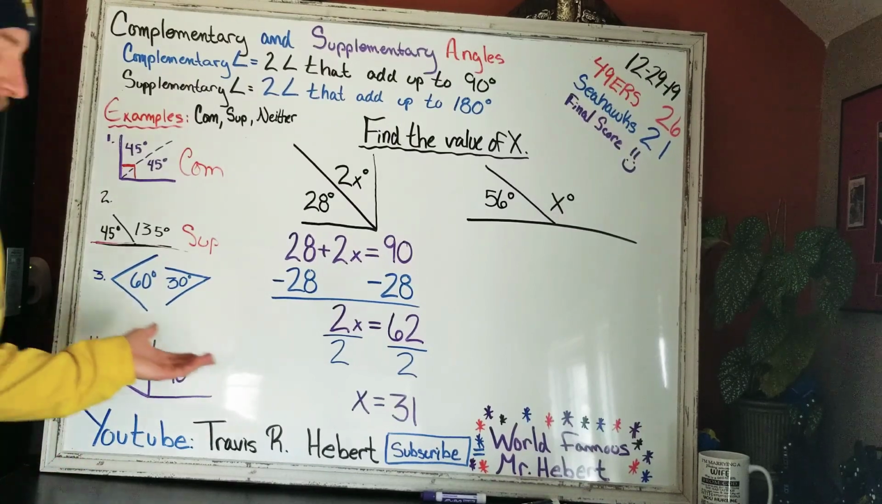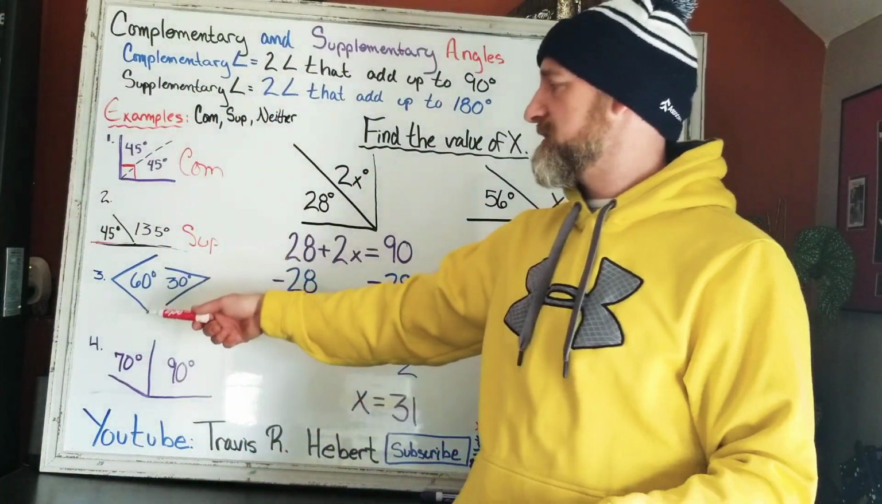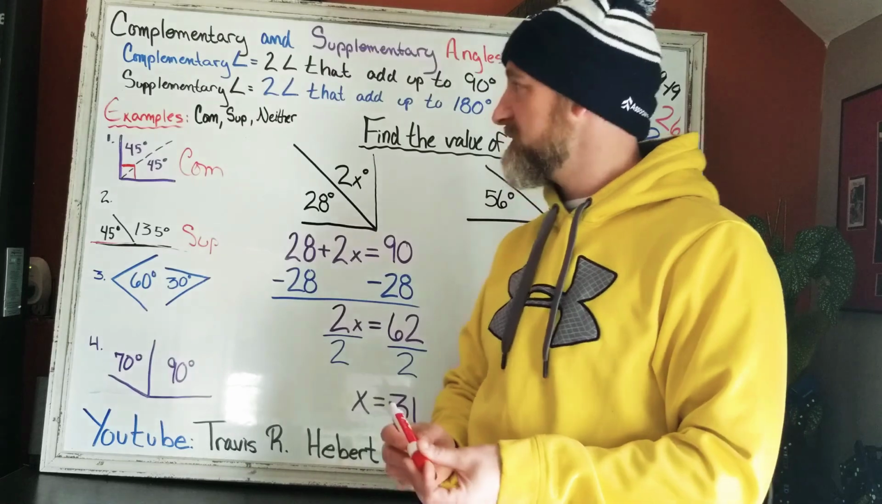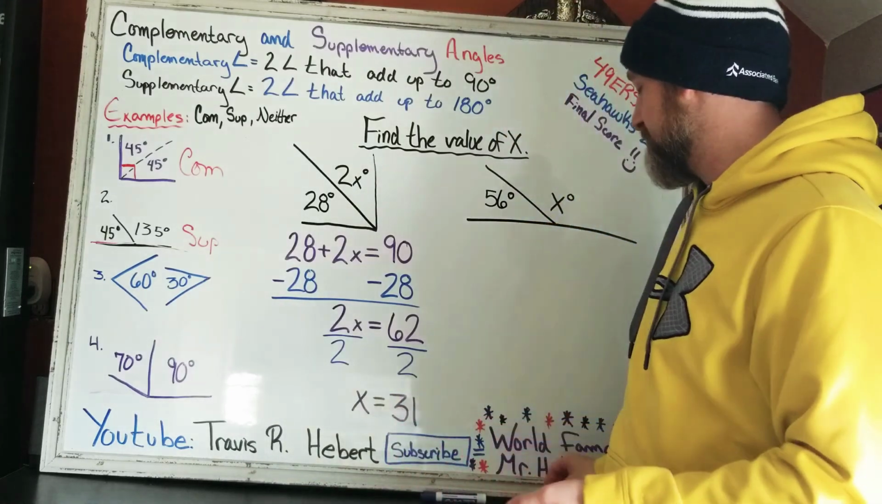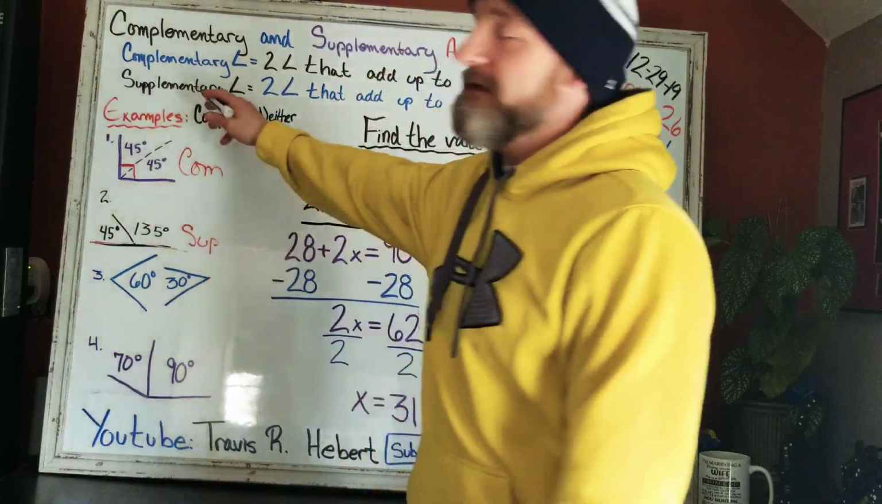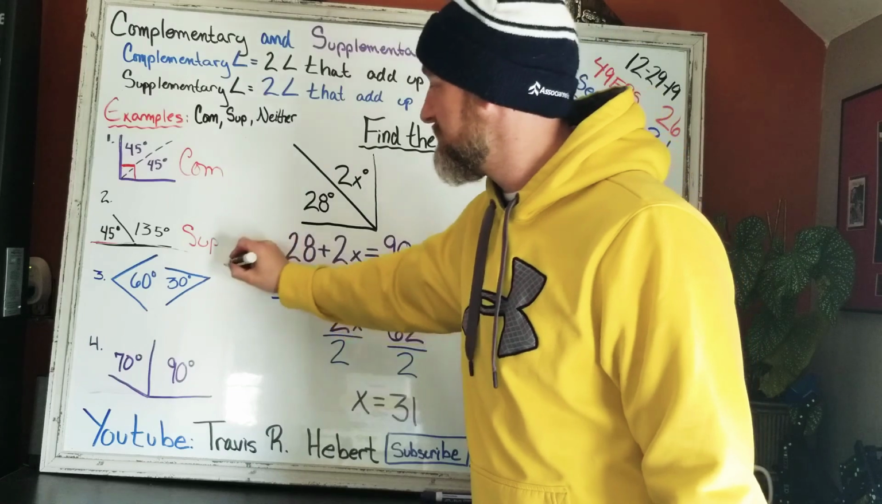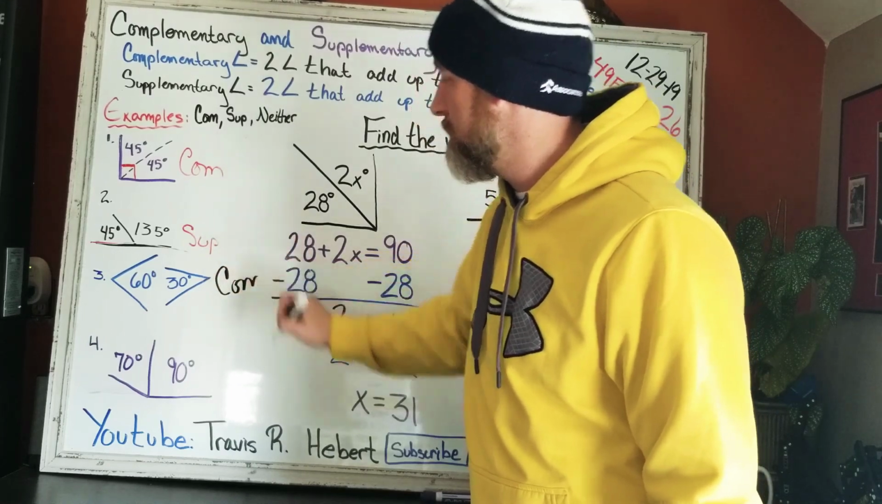If you look at number 3, I had this in some of my examples on my notes. We have 60 degrees plus another 30 degrees. What does that add up to be? 60 plus 30 should give you 90 degrees. A 90 degree angle is complementary. So let's put COM.